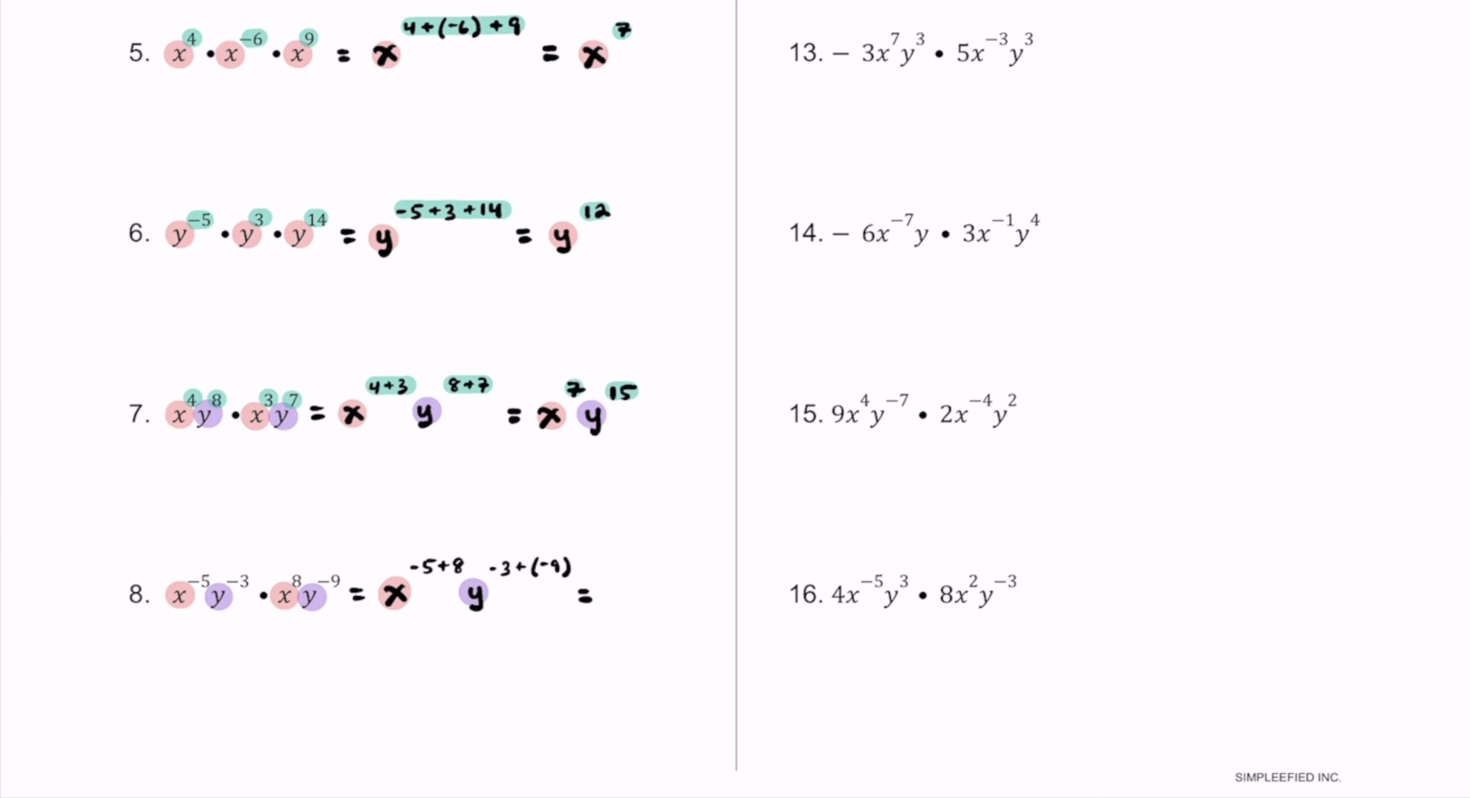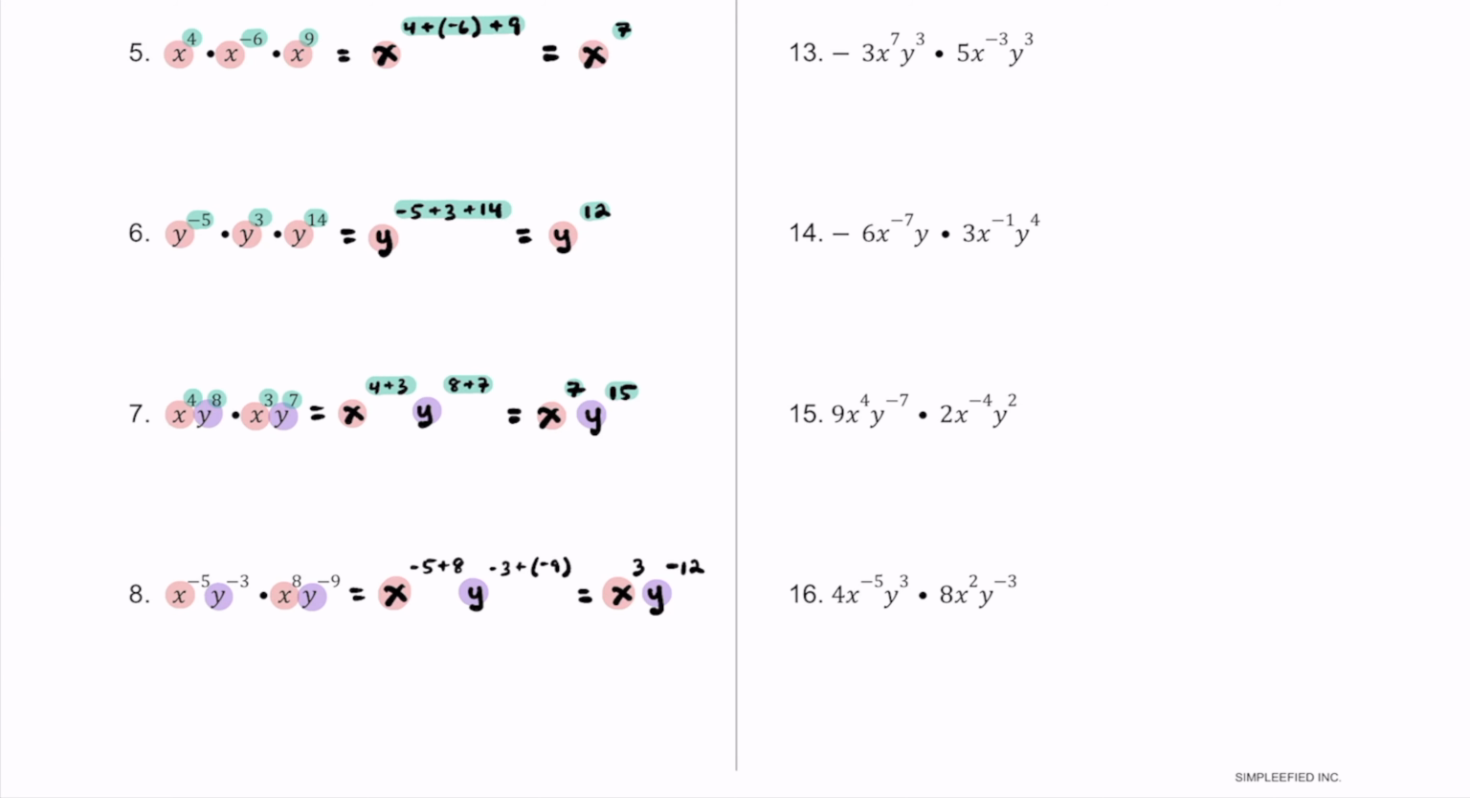Now, simplifying the x first here, we have this x as our base. Let's go ahead and then add this negative 5 plus 8. That's going to be positive 3. Let's write that over here. And then dealing with the y's now, let's write our y as our base here. And if we add negative 3 plus negative 9, that's going to be more negative. That's going to be y to the negative 12th power.